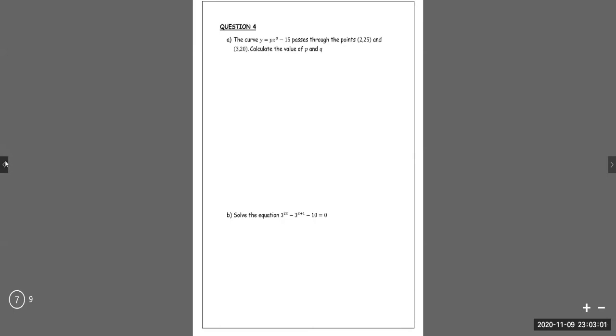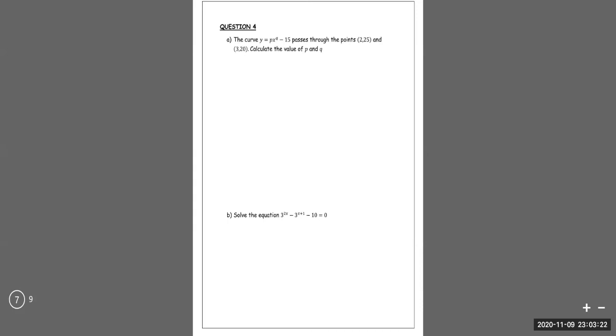All right, here's a different style of question. It says the curve is y equals p x^q minus 15, and it passes through the points (2, 25) and (3, 20). Find the values of p and q. How are we going to do this? What's coming to your mind?